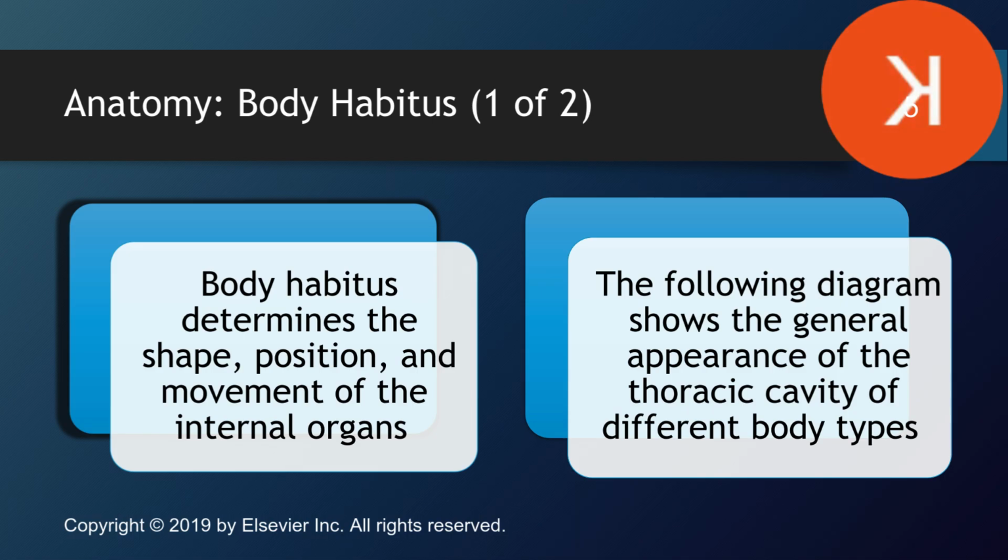Anatomy of the body habitus. Body habitus determines the shape, position, and movement of the internal organs. The following diagram shows the general appearance of the thoracic cavity of different body types. This we will see in the next slide.